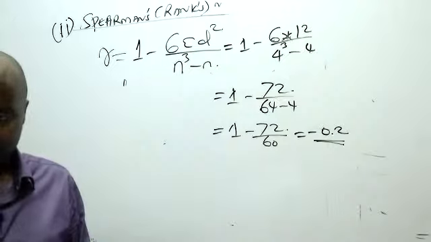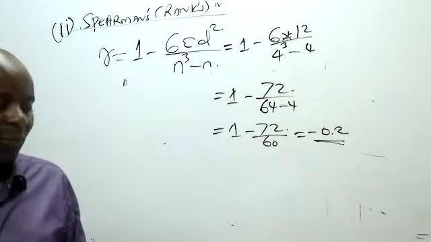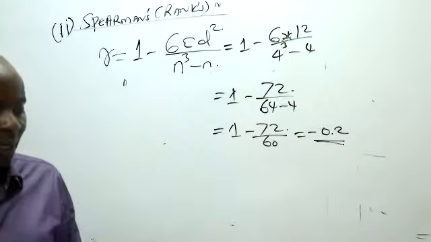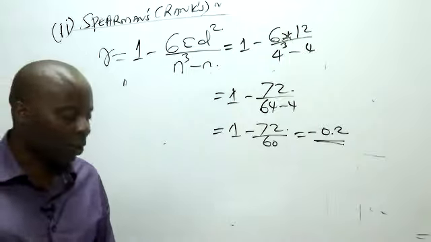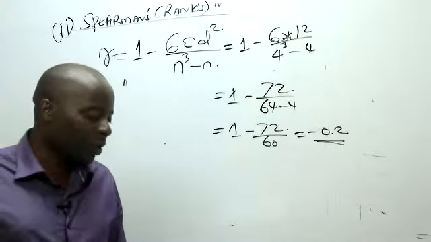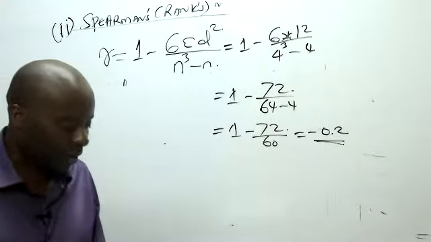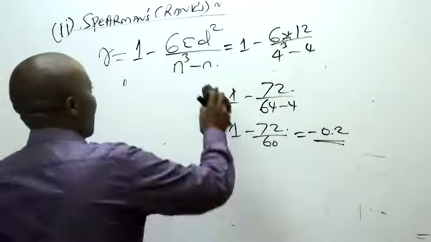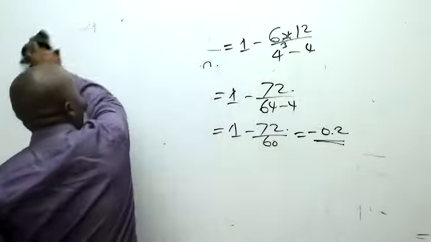Any question? Thank you very much. The table below shows marks scored by 8 students in mathematics and English subjects. So you can see the students 1 to 8. We have the marks scored in maths and the marks scored in English. They want us to give them the rank coefficient of correlation, and then we interpret our results.